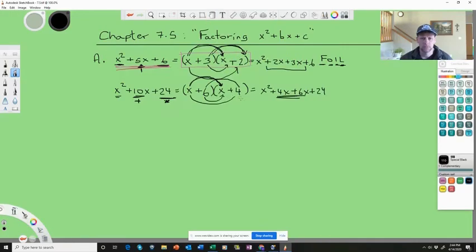Now, some students in the past have called this the monkey face. Here are the eyebrows of the monkey, and here is the monkey smile. The monkey smile are the ones that need to add up together to give you this middle term.